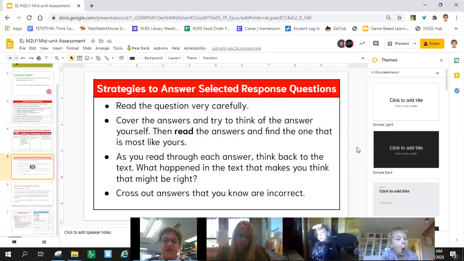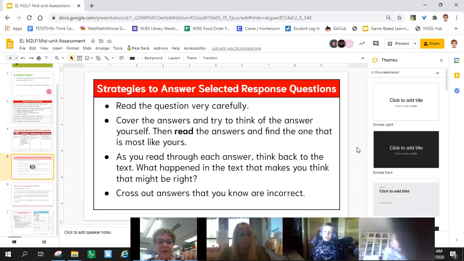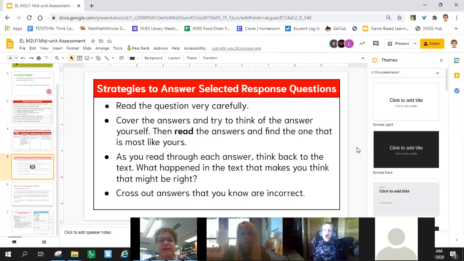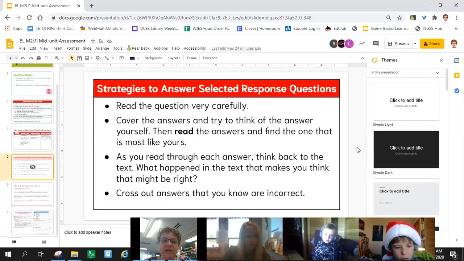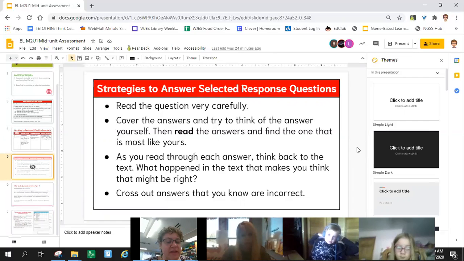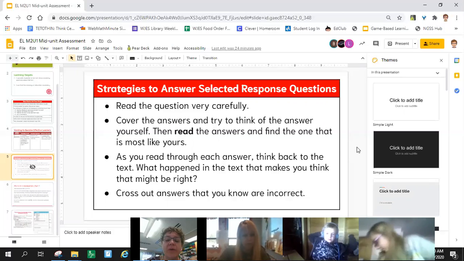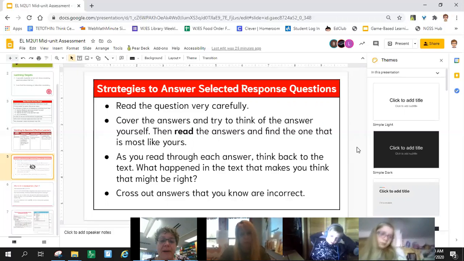Strategies to answer selected response questions. So today, some of the questions you're going to answer have 4 choices or 5 choices, and you're thinking about which one of those choices you are going to pick. First thing you have to do is make sure that you read the question carefully. Now, I know you're going to be like, I just read this whole thing. It's a lot of reading, Mrs. Harrison. Well, yes, I know. But it's better if you read the question carefully, because then that will help you answer more quickly and better.